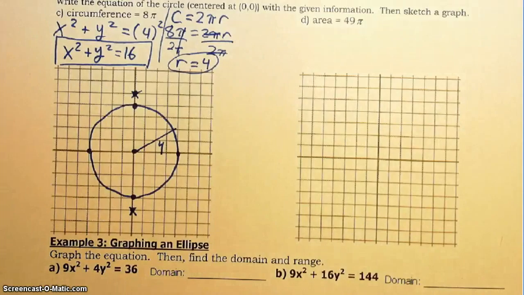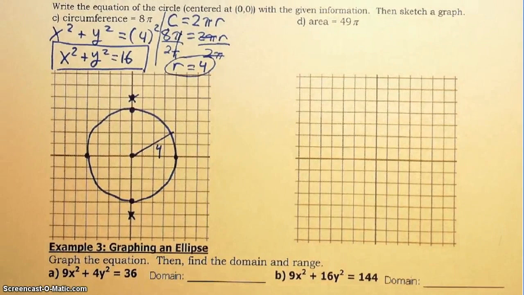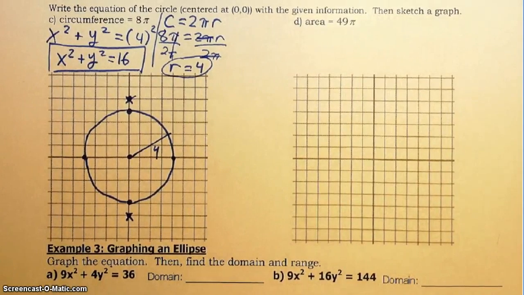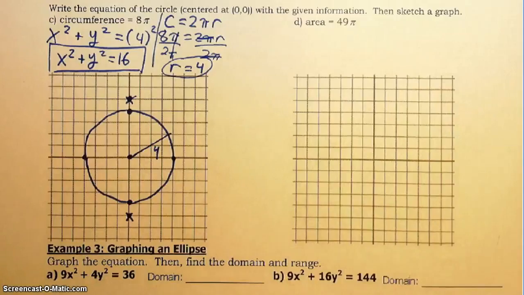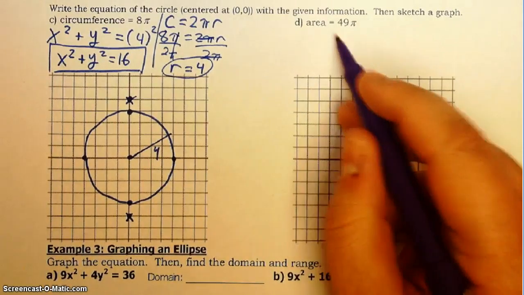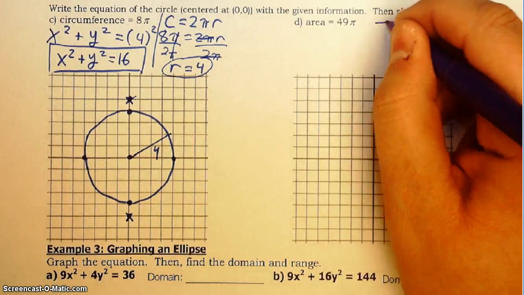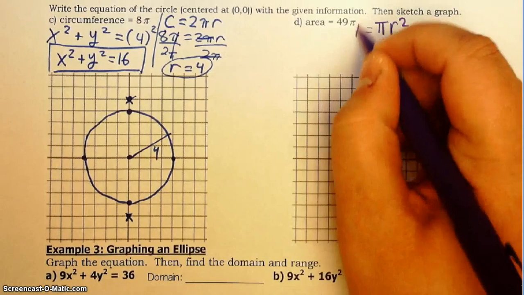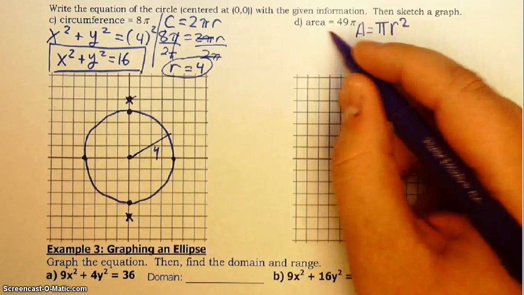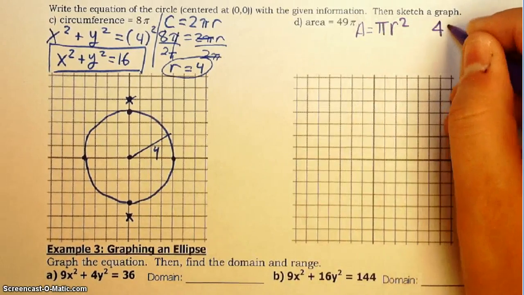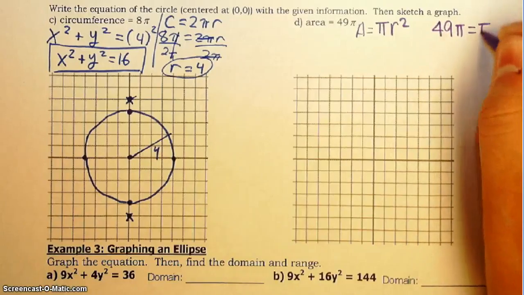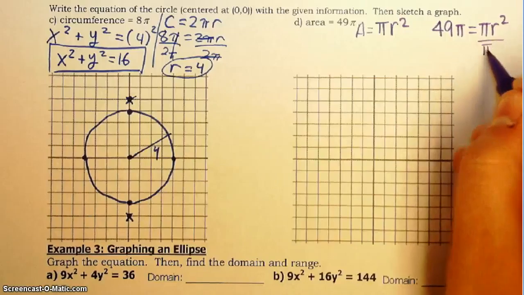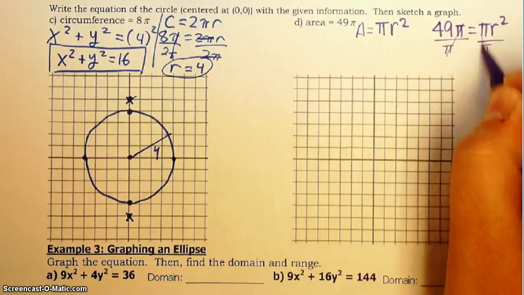Okay, now the next one here, we've got a different little concept for you guys to remember about a circle. This is giving us the area of the circle equal to 49 pi. We need the radius to be able to write the equation of the circle. So what I want to do here is recall that the area of the circle is pi times the radius squared. Since I've been given the area, I'm going to say 49 pi equals pi times the radius squared. So to solve this, I'm going to divide both sides by pi, cancel those out.